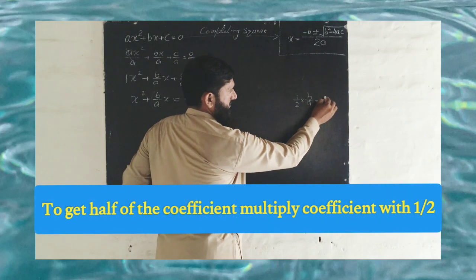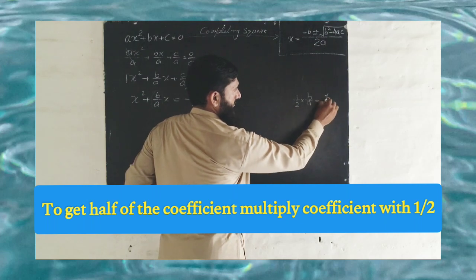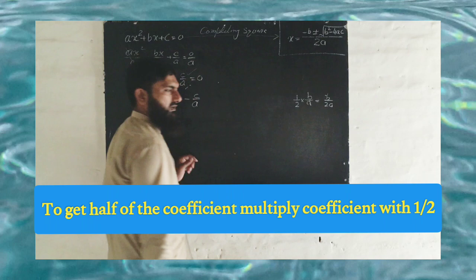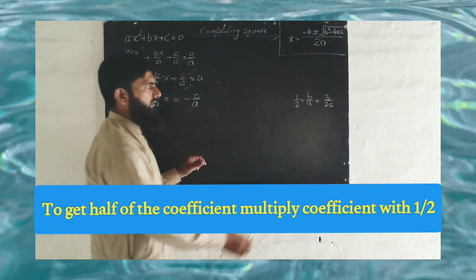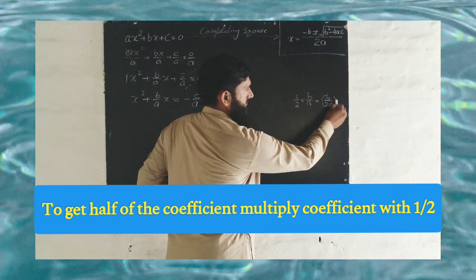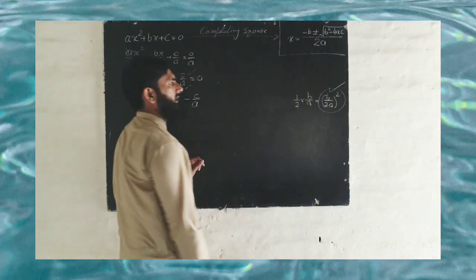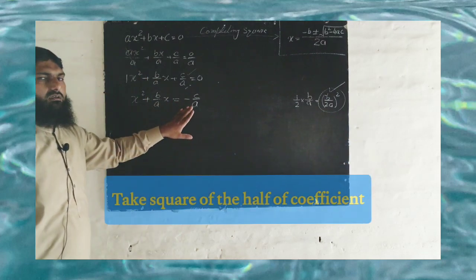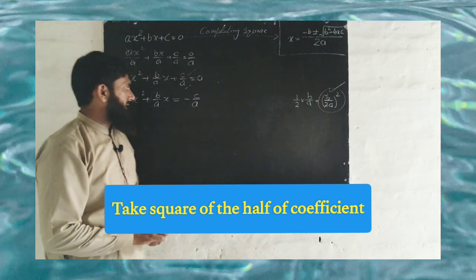The answer is b over 2a. This is the half of this coefficient. And after that, we have to take the square, and this resultant quantity should be added on both sides of the equation. I repeat this step again.